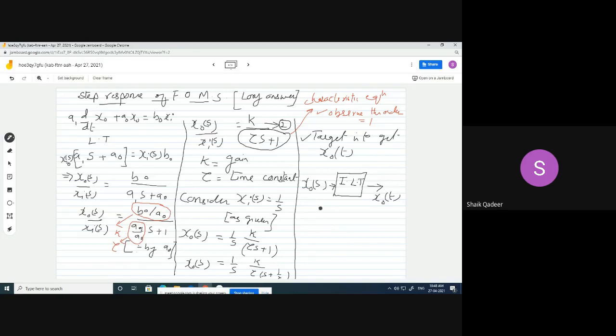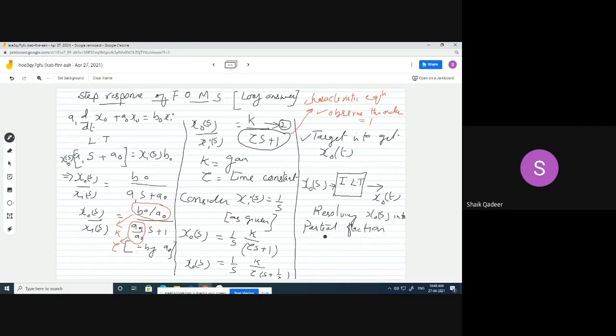So to do this, resolving xo of s into partial fraction, right? If we do this, then only we will be able to find the inverse Laplace answer. So we need to resolve this equation into partial fraction. I think you are aware of this practice.